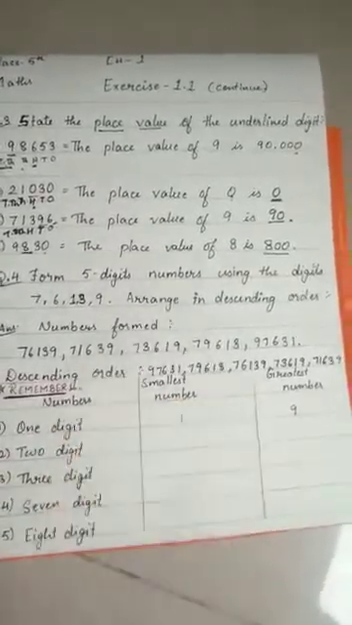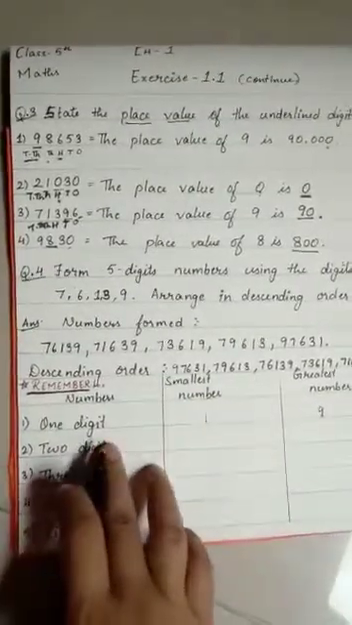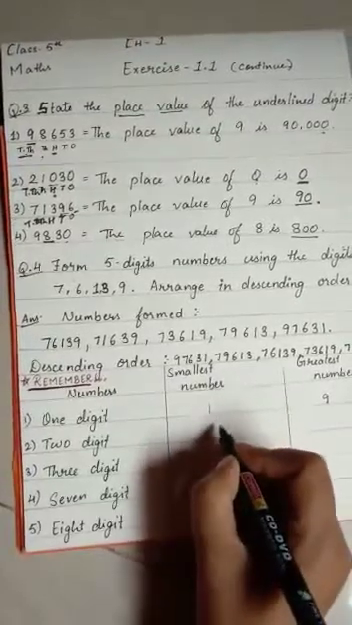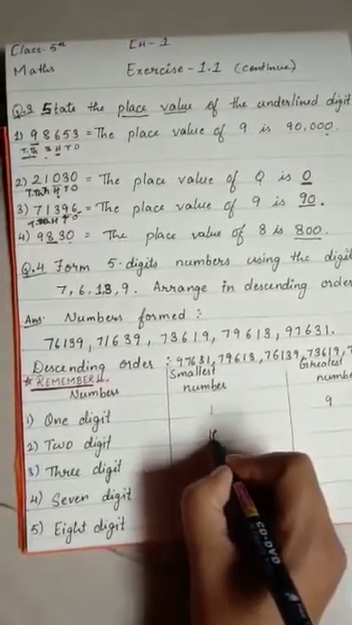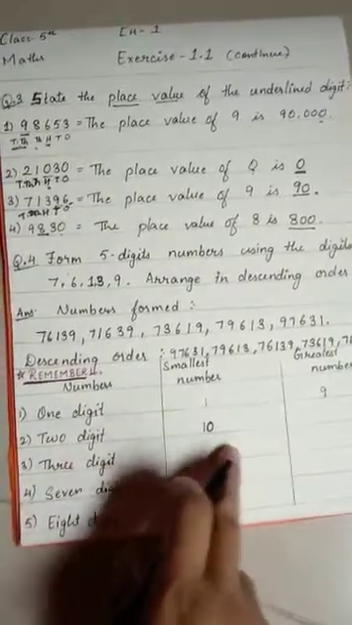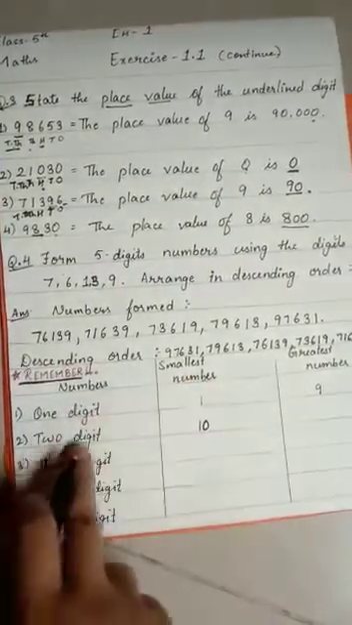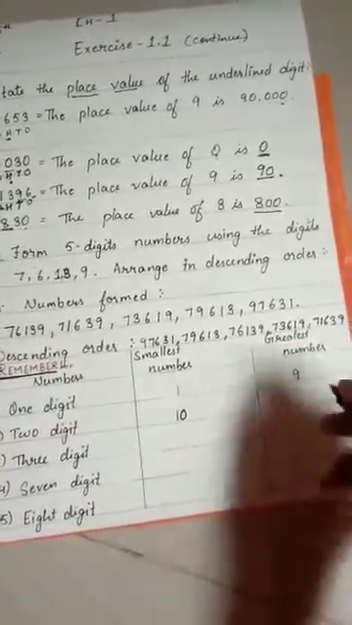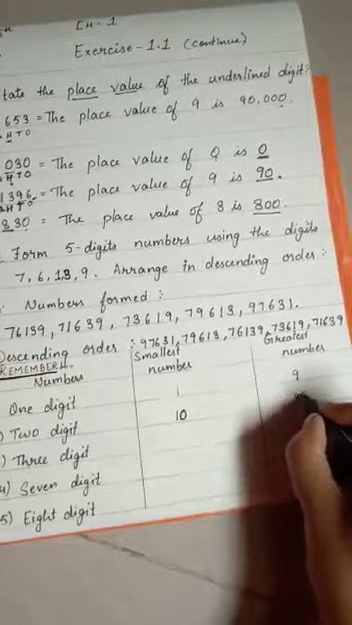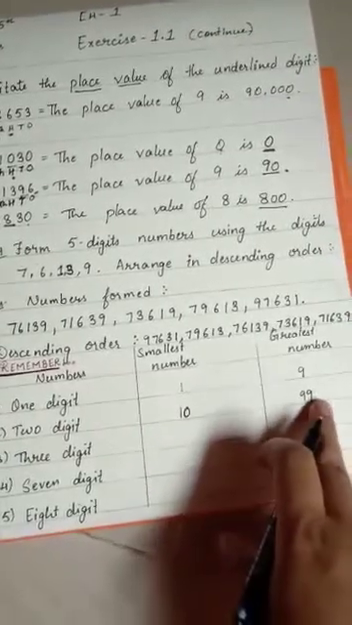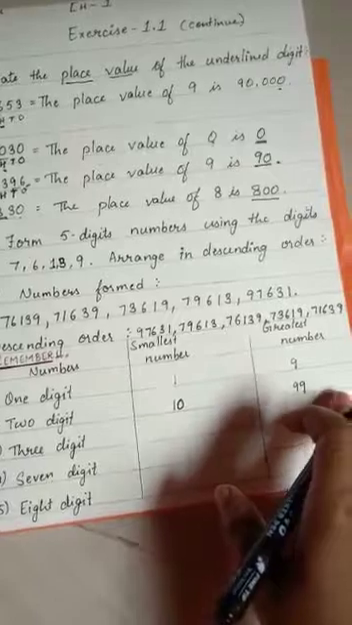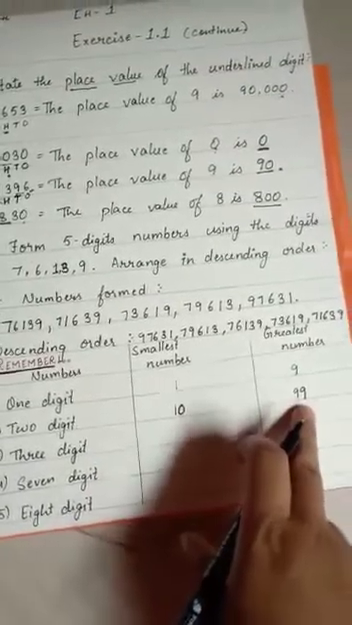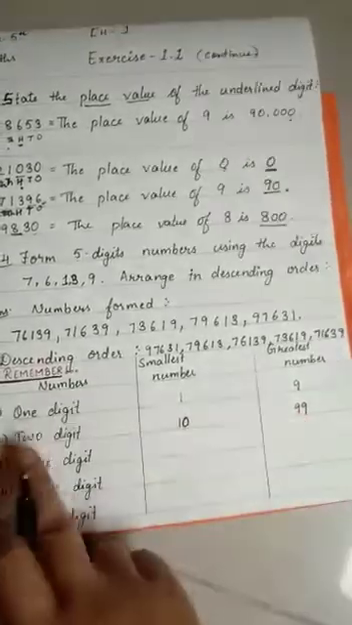After that, there is a very simple trick for 2-digit numbers. 1 will be copied as it is, and for the 2-digit smallest number you only add a 0 there. So 10 will be the smallest 2-digit number, and the greatest number is 9 written 2 times. That will be 99, because if I add one more it will become 100. 100 is a 3-digit number, so it will not come here. So 99 is the greatest 2-digit number.